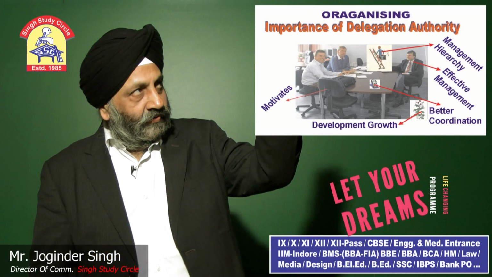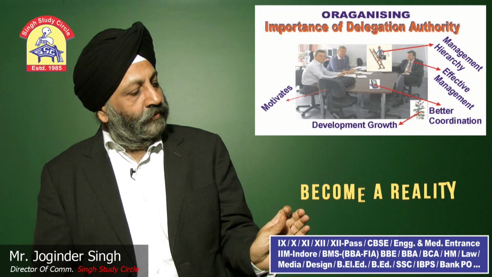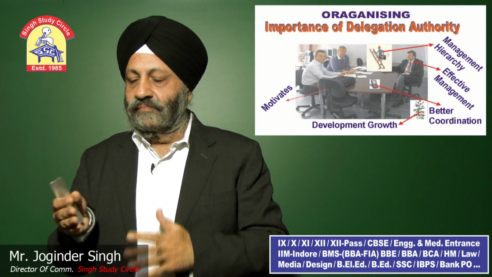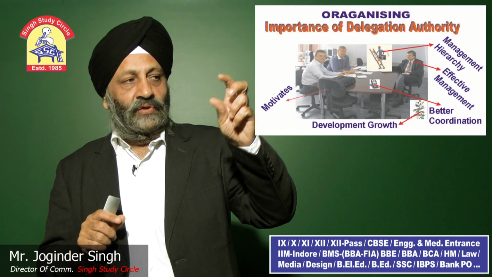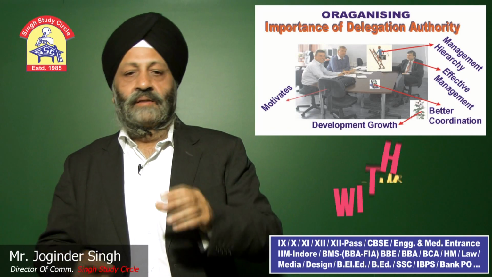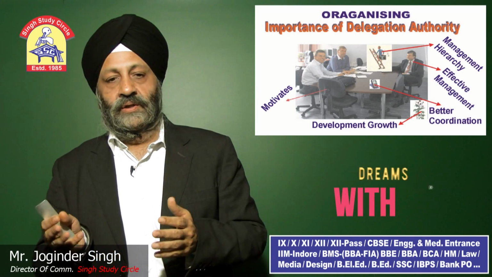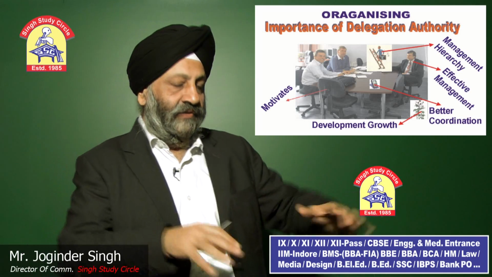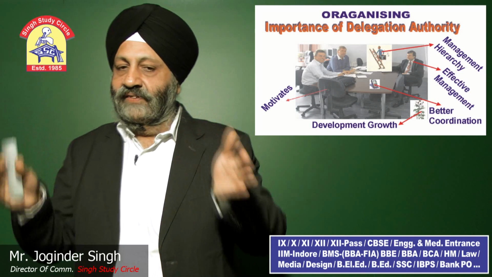So what is the meaning of stairs? From top to bottom, there is a management hierarchy, and a manager is sitting there, which means effective management. A cell phone is there for better coordination. A plant is there for development and growth. And there is a chair, a motivating chair, which means it motivates. These are the points you can remember by that very scene.